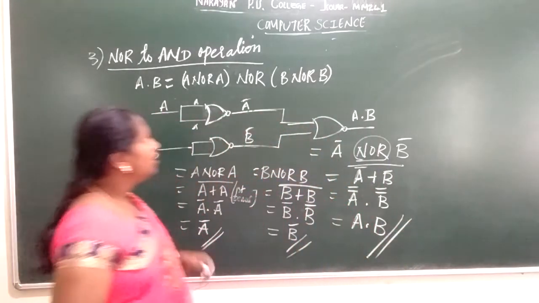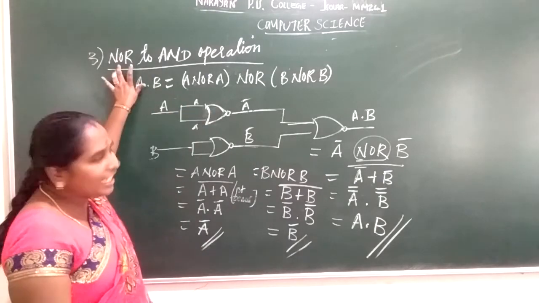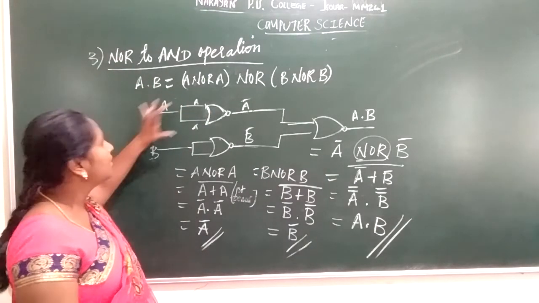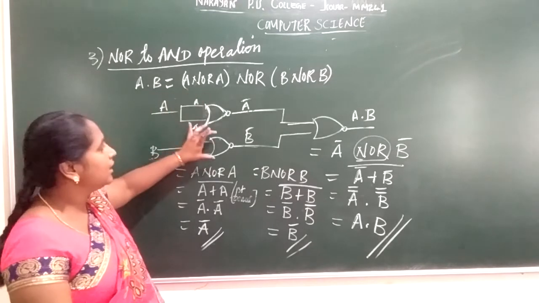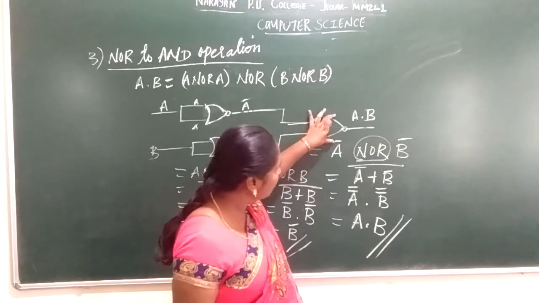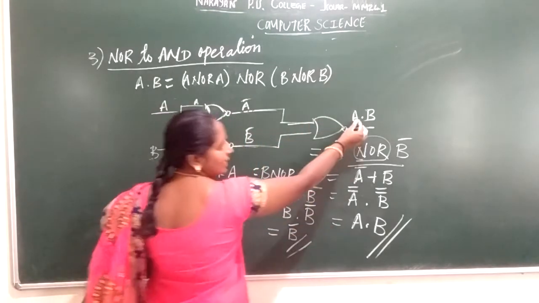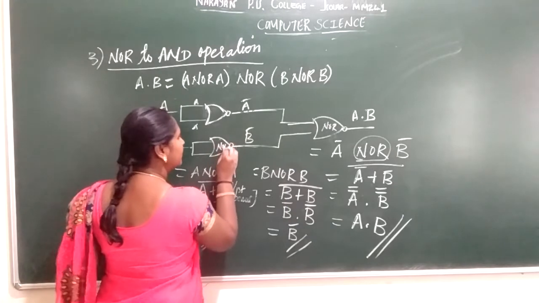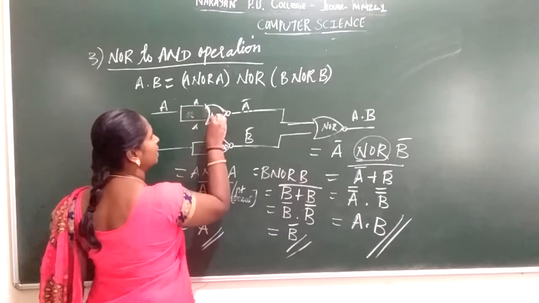I have proved that using NOR gates, an AND gate can be implemented. A and B as it is I have taken. I have used a NOR gate, and here is another NOR gate. You got A bar and B bar. When it is given to another NOR gate, you get the result as A into B. This is a NOR gate, this is a NOR gate, and a NOR gate.